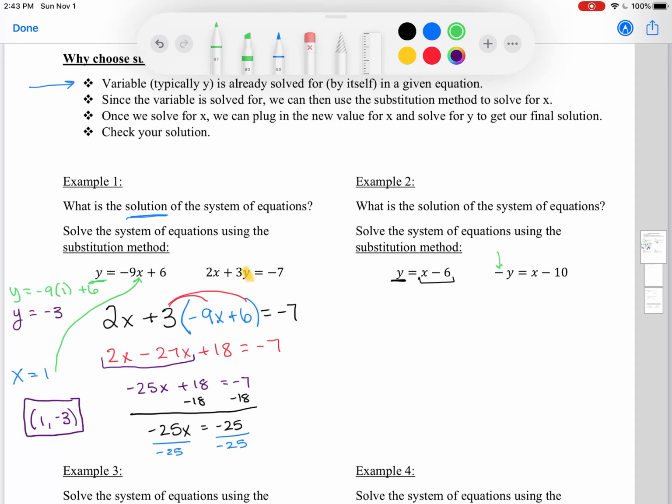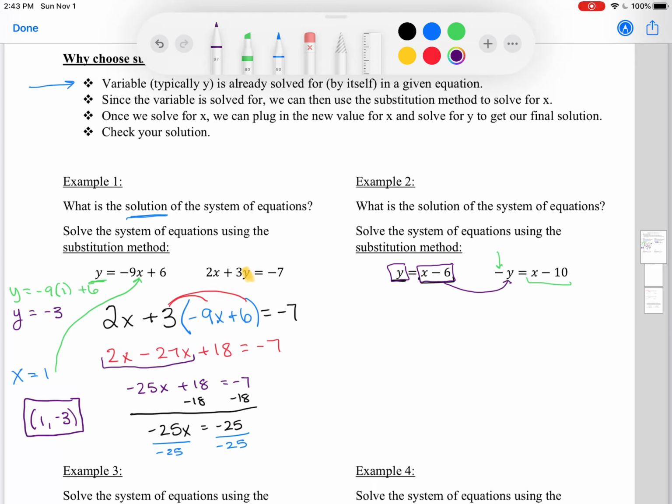So I take a look at my two functions. This function has y all by itself, and I say it's equal to x minus 6. All right, the second function, yes, it does have y by itself, but it still has that negative out front. So technically, y isn't completely solved for right at that moment, but that's okay. And it's still equal to x minus 10.